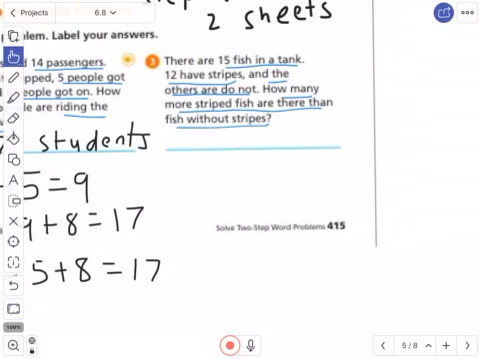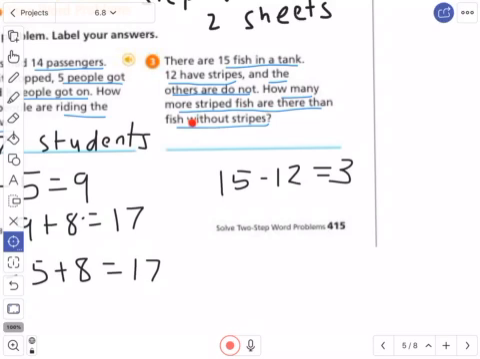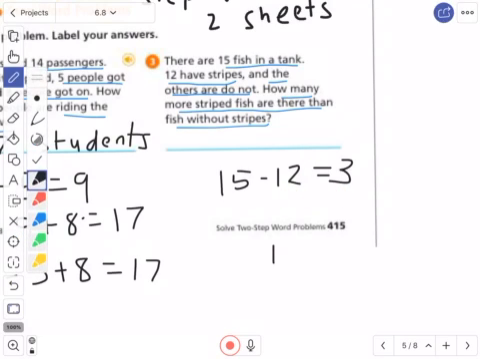Okay, then number 3, there are 15 fish in a tank, 12 have stripes, and the others do not. Okay, well, I first have to figure out this. So 15 minus 12 equals 3. So there's 3 fish that do not. But then it says for the second part, how many more striped fish are there than fish without stripes? Okay, so there's 12 with stripes, 3 with not. So I have to do 12 minus 3 equals 9. So there are, how many more striped are there? 9 striped.